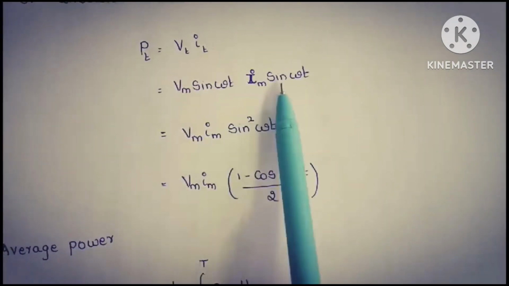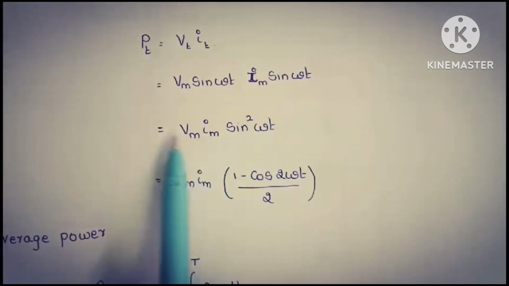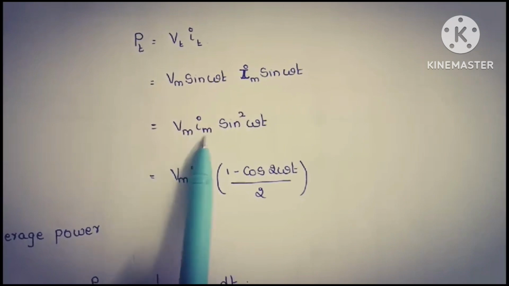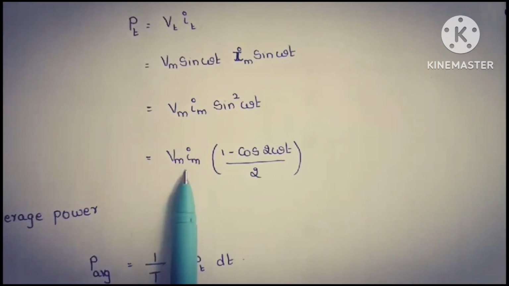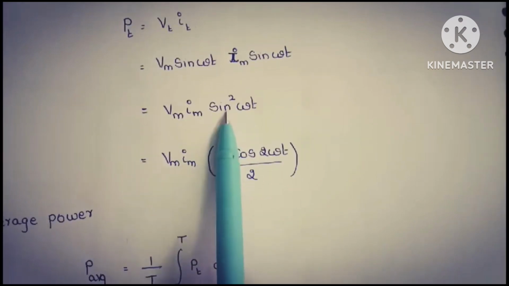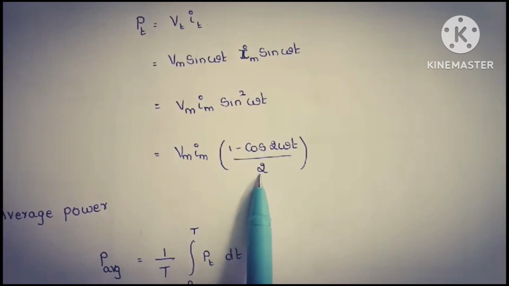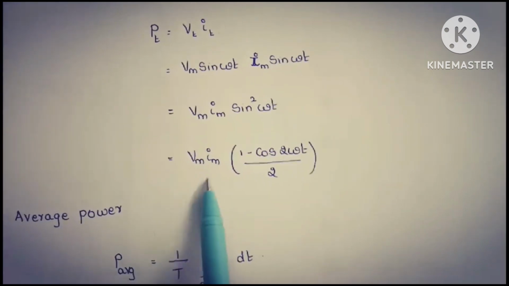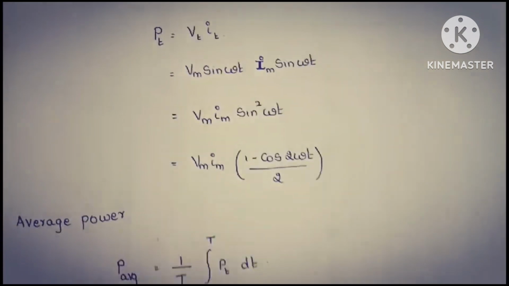From these two equations, we can write this as Vm Im into sin square omega t. Sin square theta is nothing but (1 minus cos 2 theta) by 2. Therefore, Pt is equal to Vm Im (1 minus cos 2 omega t) by 2.